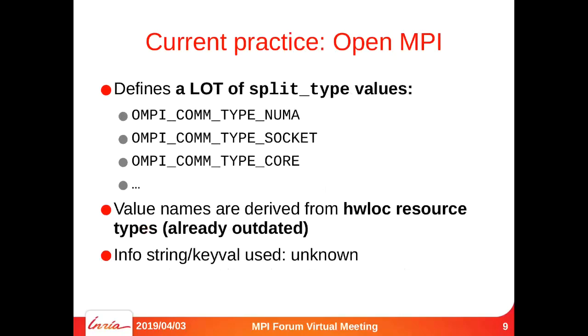So how are things done in Open MPI? Open MPI follows a different route. Open MPI defines a lot of split type values. Basically, you have a list of maybe 15 different type values. I listed a couple of them here, but there are more of them. Those value names are also derived from hwloc resource types. An important point to stress is that those types are already outdated. They are not in line with the current names defined in hwloc. So the problem that I was emphasizing about the issue of outdated names applies to the current implementation of Open MPI. And I don't know if info strings or key values are used in Open MPI. I don't think so, but I'm not 100% sure.